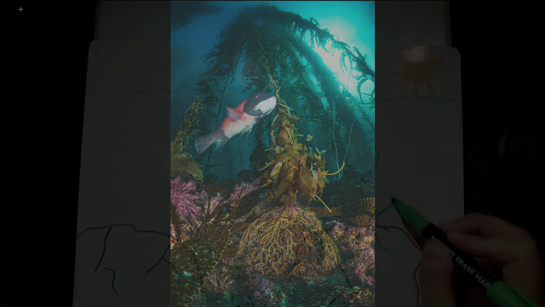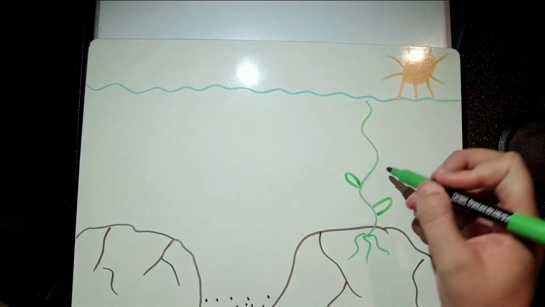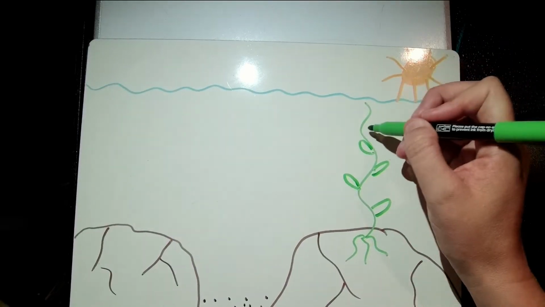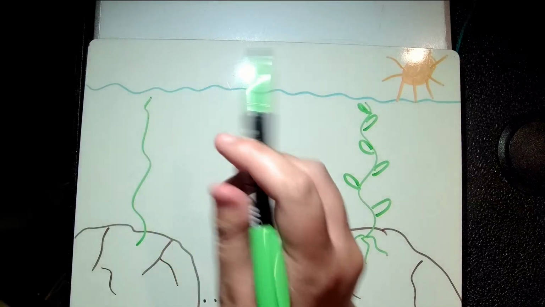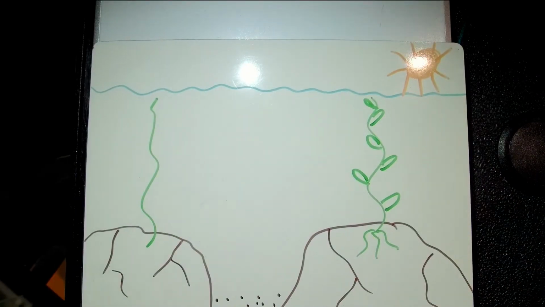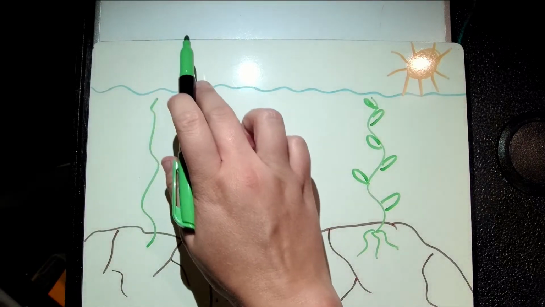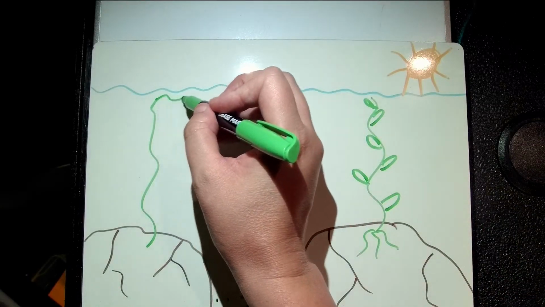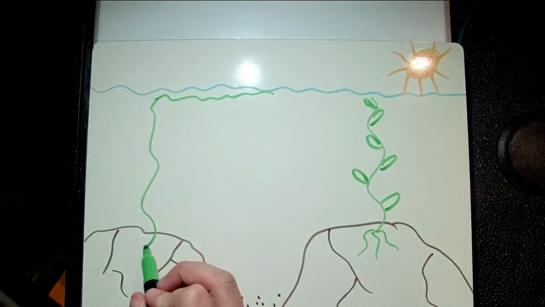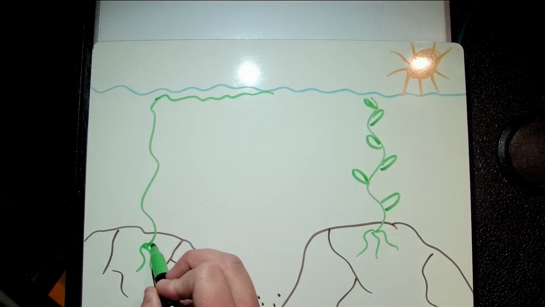And then we have all these blades on our kelp. Let's draw another one over here. Once the kelp gets tall enough and gets to the surface of the water, do you think it starts growing out of the surface of the water like a tree? No. It just kind of flops over and grows along the surface of the water.